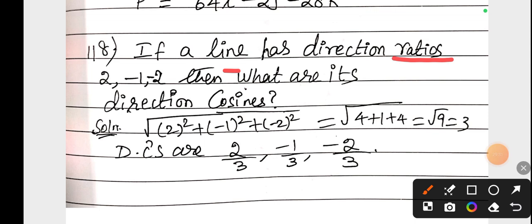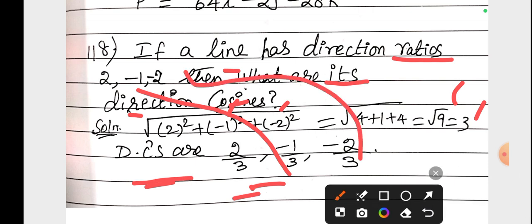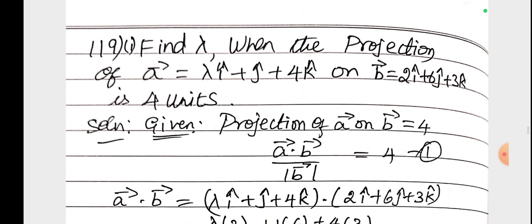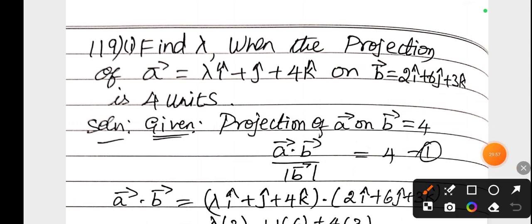Then the 118th question, a smaller one only. A line has direction ratios 2, minus 1, minus 2. What are its direction cosines? As usual, find the magnitude: root over 2 square plus minus 1 square plus minus 2 square, which is nothing but root 9, that is 3. Direction cosines are x by r, like 2 by 3, minus 1 by 3, and minus 2 by 3. Direction ratios is given and direction cosines are given by this formula we have discussed. This model we have already done, but the number is different, so I am doing it now.